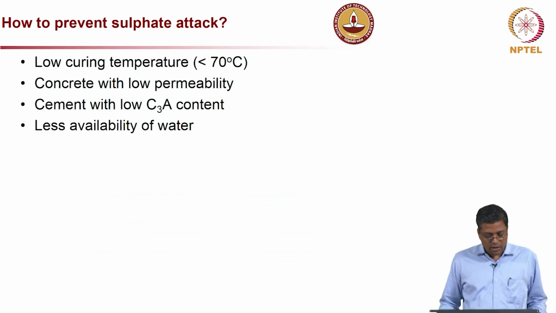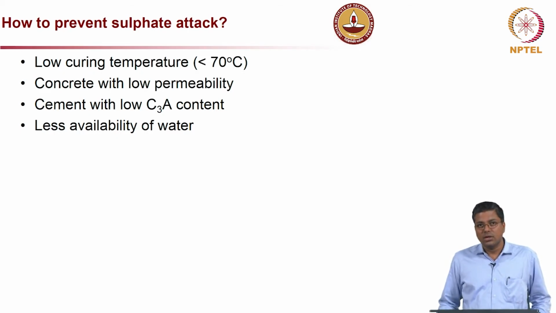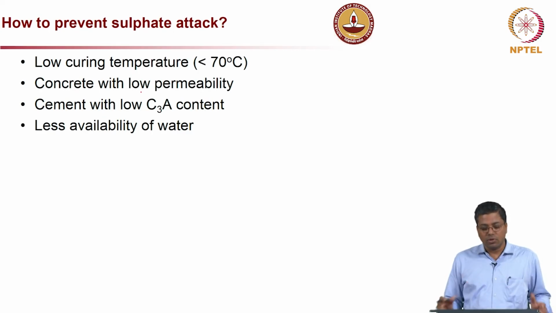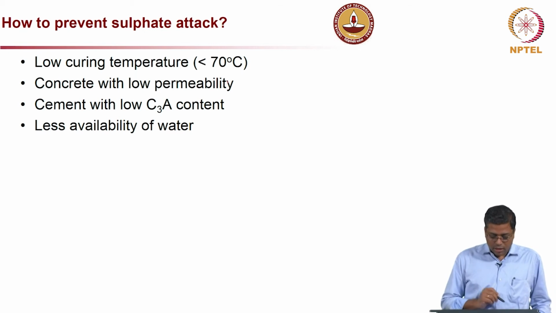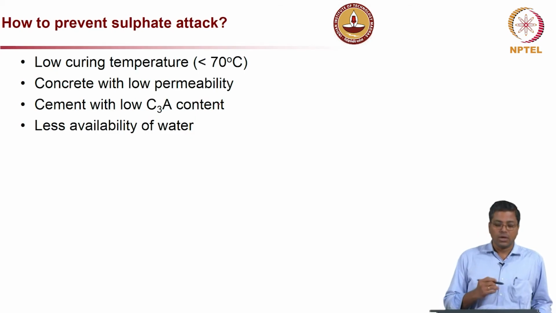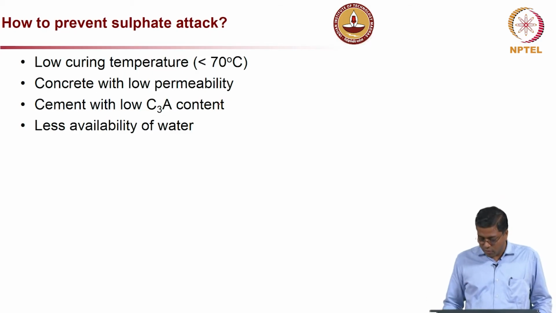Now, how to prevent? This is the nutshell: we have to use low curing temperature, or make sure that the temperature during the curing period is less than 70 degrees Celsius, and concrete should have low permeability. By using SCMs, good mix design practices and curing practices, we can achieve low permeable concrete, and also the cement which we use should have low C3A content and definitely less availability of water. So, if we are able to achieve these, then we can definitely prevent sulphate attack.